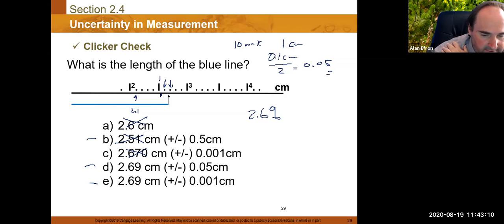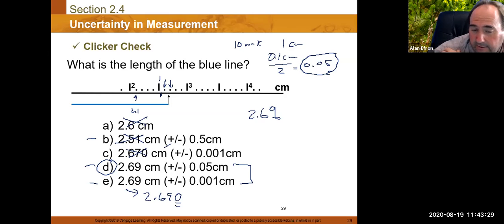Now we have these two here. In terms of our precision, as I just did up here, it should go to the 0.05, which means D should be the right one. If we had this precision, that means that technically this number should be like 2.690 or something like that. We could go out to that place, so we don't have that precision either. So it should be D here.